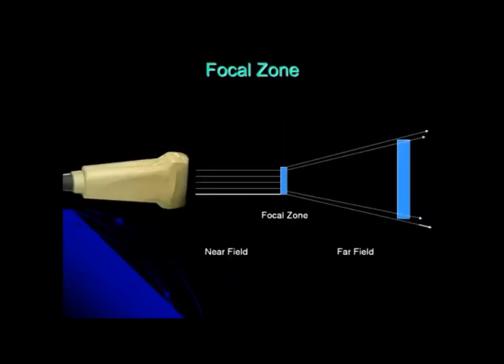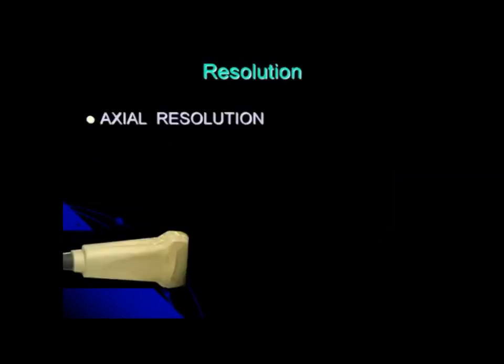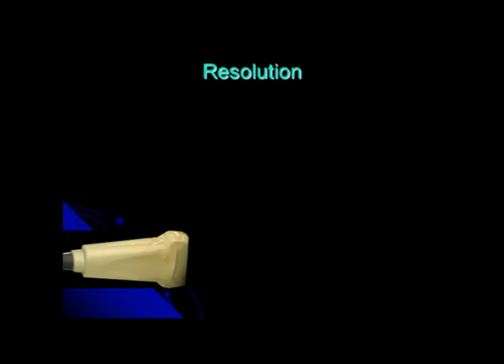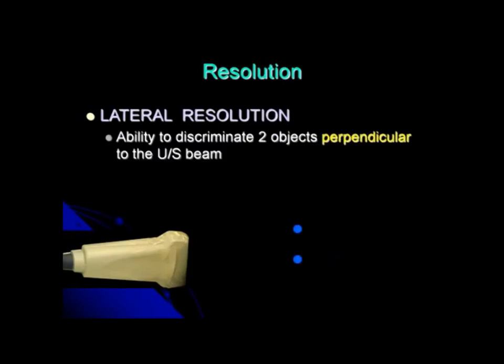The focal zone of any given transducer tells you in which area you're going to have the best resolution. The axial resolution, as described here, is the ability to discriminate between two objects parallel to the beam. It's highest at high frequencies. Lateral resolution is the ability to discriminate two objects perpendicular to the beam, and this is maximum at the focal zone.